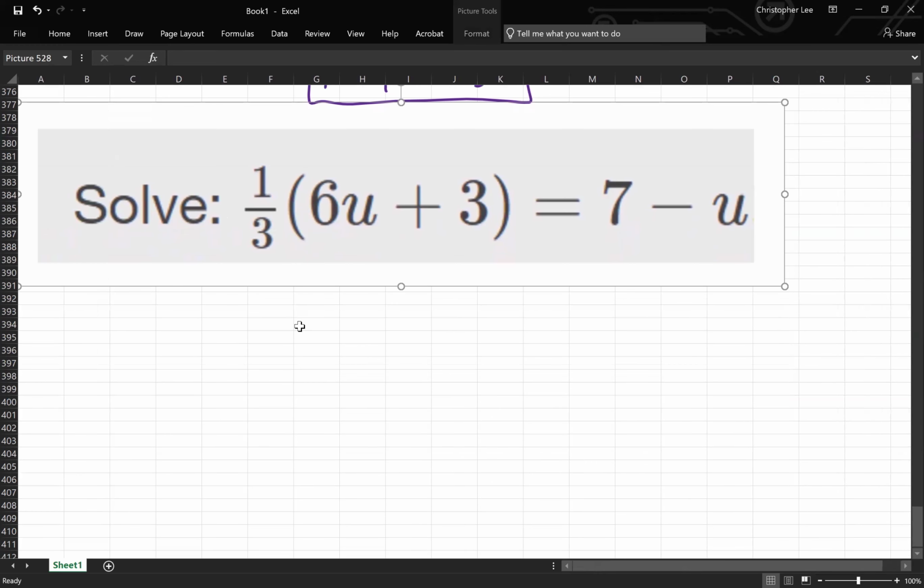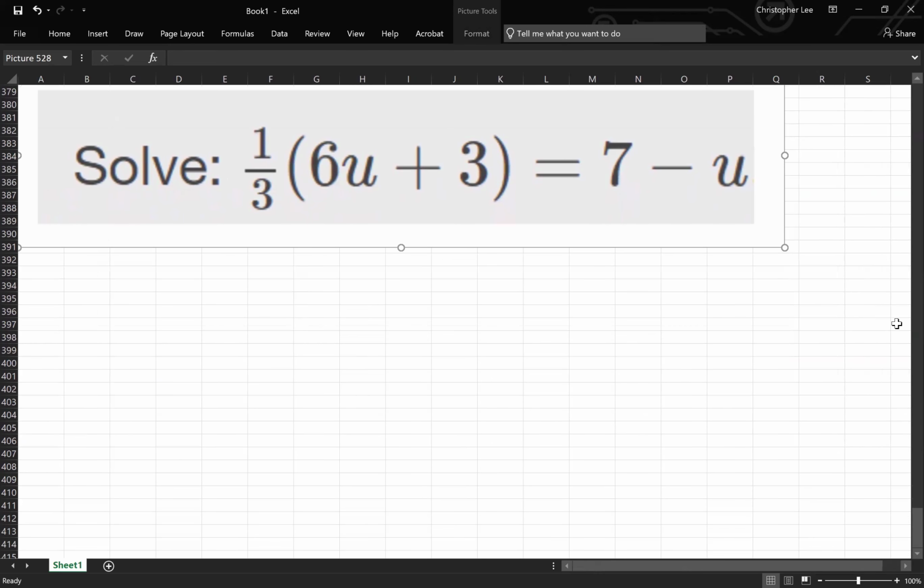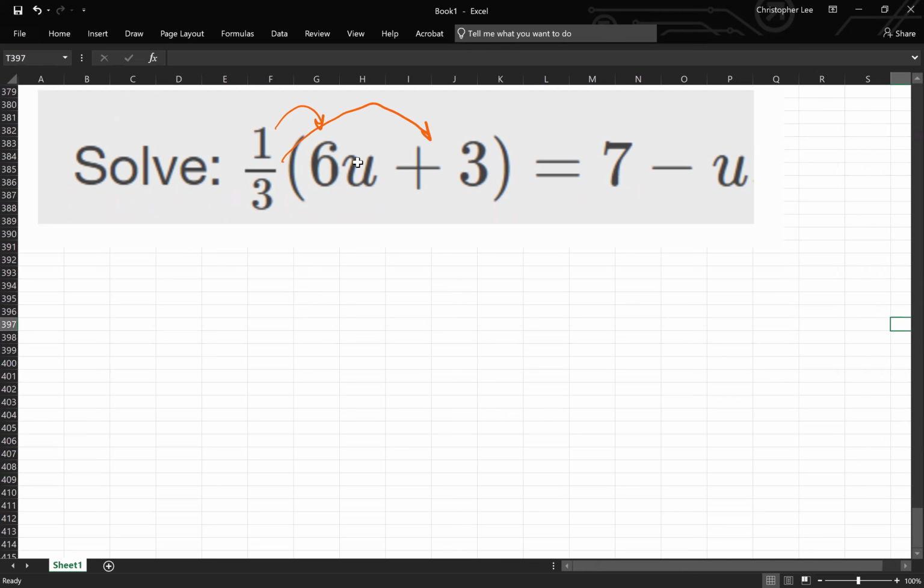All right. So now we have this second question here, right? What should I do first? Very good, right? I'm gonna distribute this 1/3 to both terms. And what do I get? 2u plus 1 equals 7 minus u. So what should I do after that?